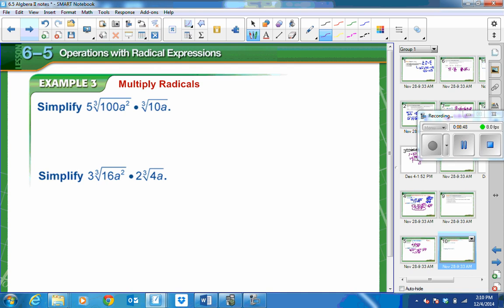So we're going to simplify this, and we're looking at 5 is on the outside. I'm going to multiply my 2 radicands by each other.